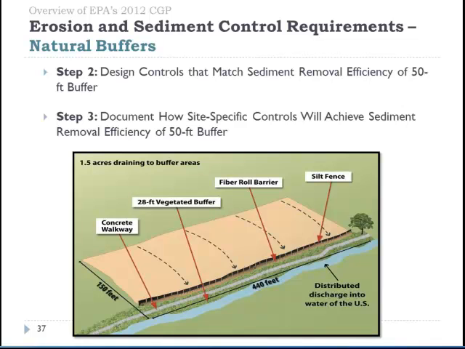And here you see a picture. We ended up modeling that a 28-foot buffer in combination with the site's perimeter control, the silt fence, and the addition of a fiber roll barrier would achieve an 84% sediment removal, which exceeds the required 50% removal. There are other models that can be used. Whether you use the RUSLE2 model or another calculator, you're required as the last step to provide documentation in your SWPPP of the calculations used to achieve the equivalent removal as the 50-foot buffer.